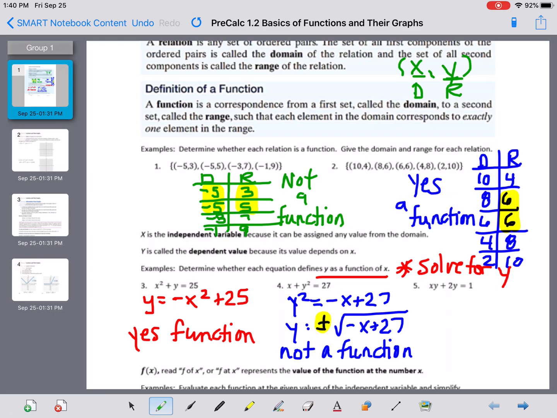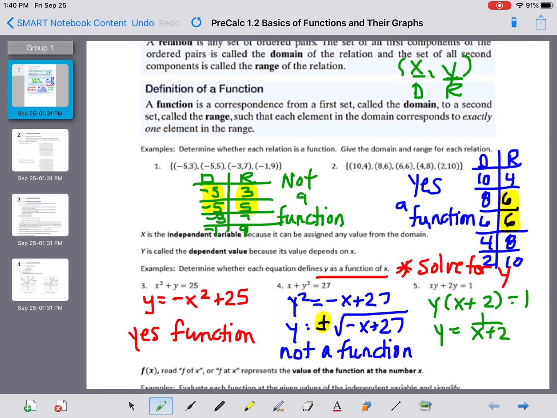Currently there's 2 y's. How do I change 2 y's and get it down to 1 y? I factor. So I factor out that GCF of y, gives me y times x plus 2 equals 1. Now that I want y by itself, I'm going to divide by that x plus 2 because it's being multiplied. I get y equals 1 over x plus 2.